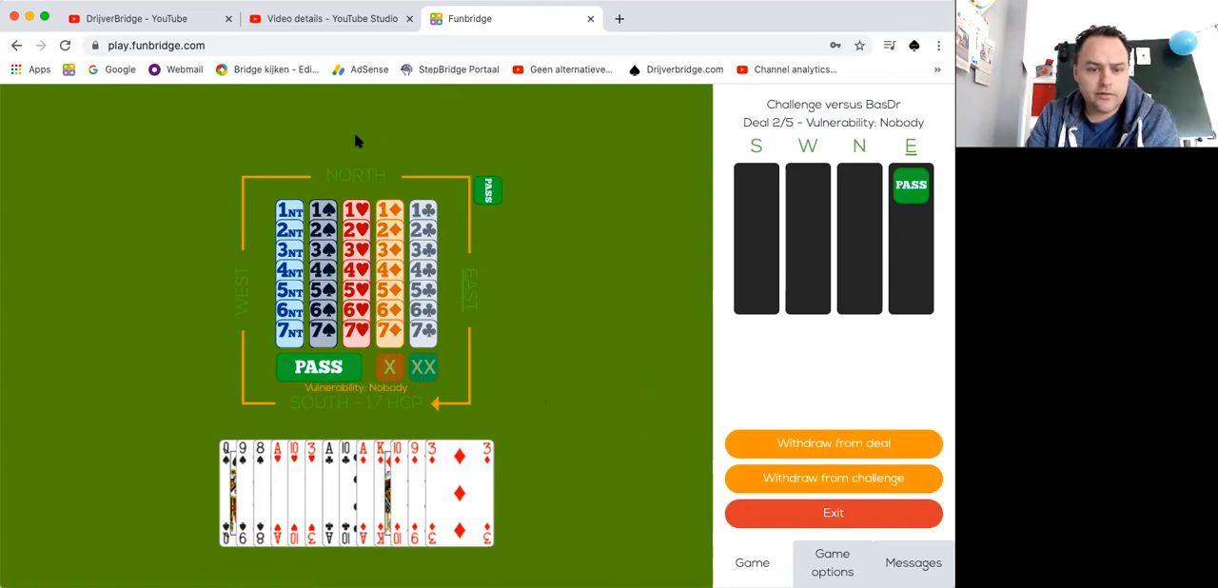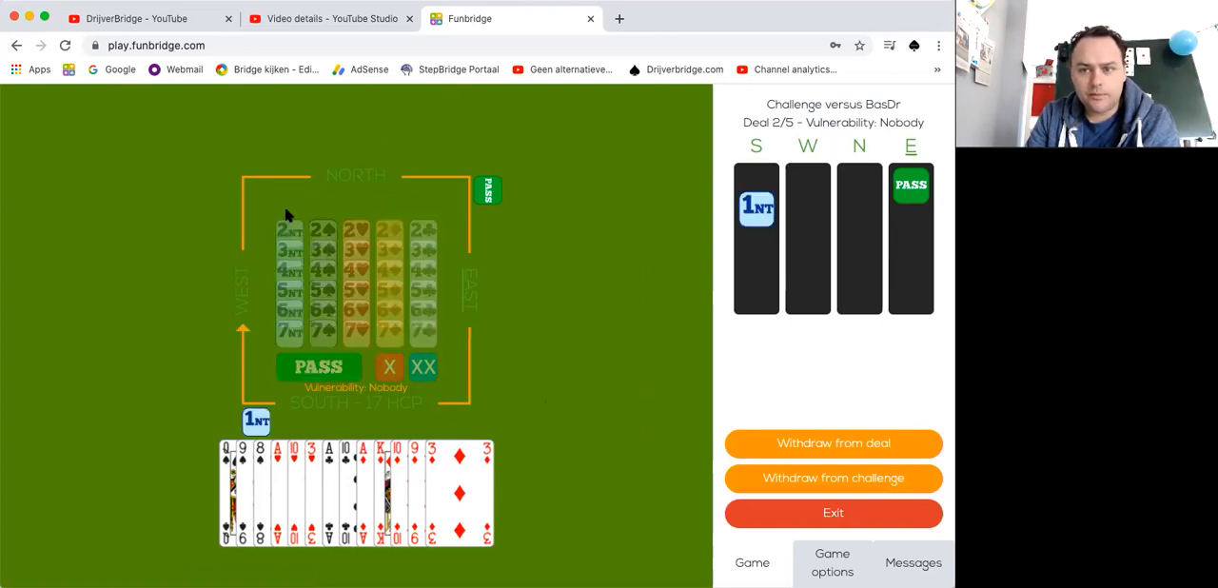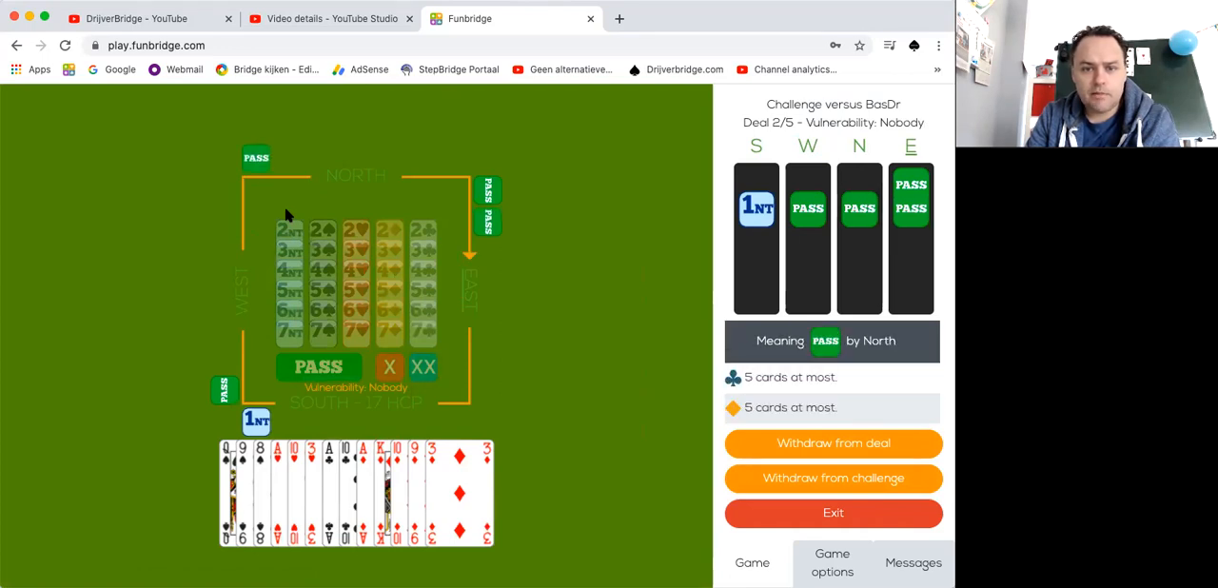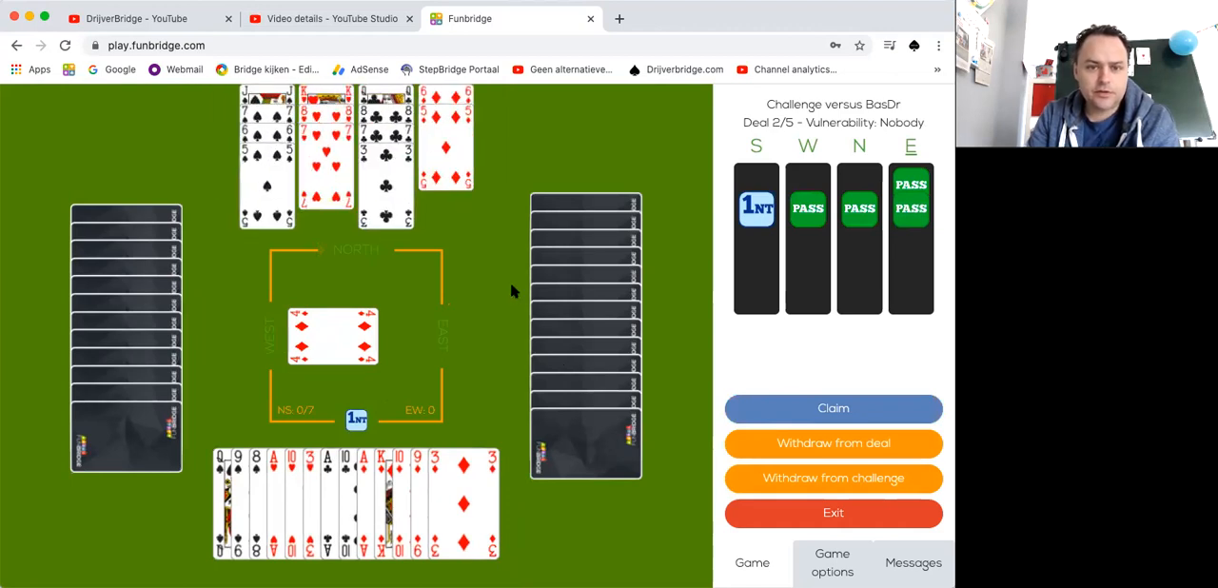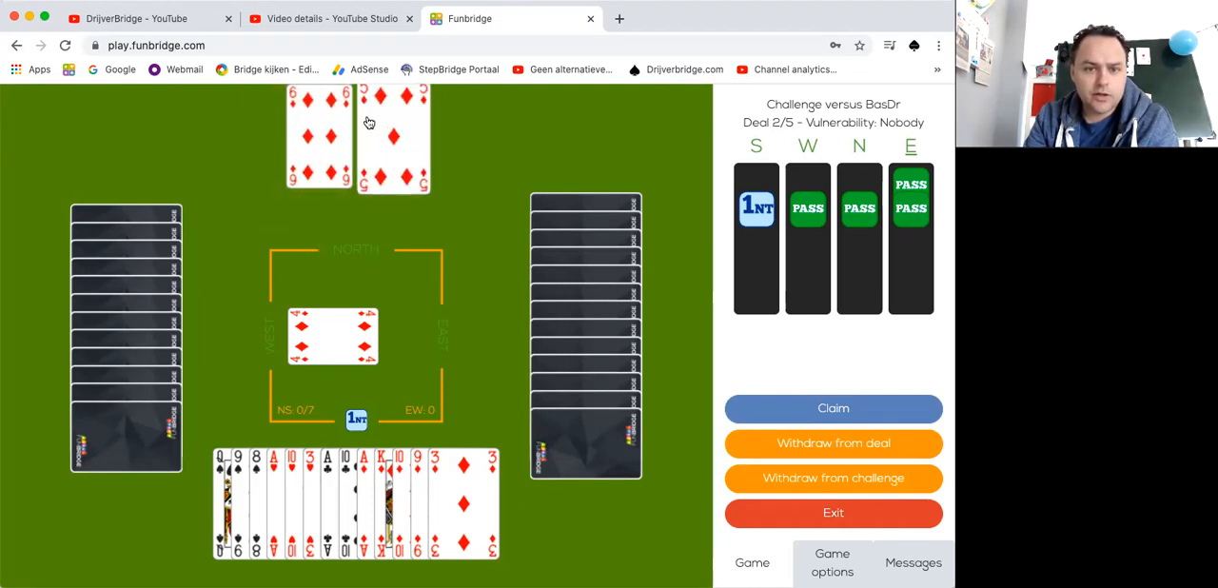Well, 17 with 5-3-3-2. It's an easy one, no opener. My partner passes, so we have to play one no trump. Often difficult contracts because lots of possibilities. And let's see if we can make just as much as Bas Drijver. Small diamonds, so the diamonds will be I think 4-2 or maybe 5. Let's play a small diamond first to see what happens.